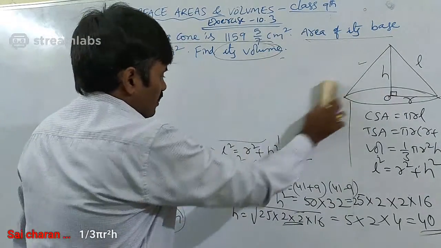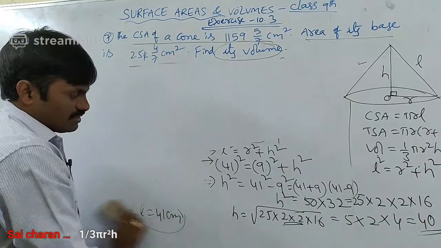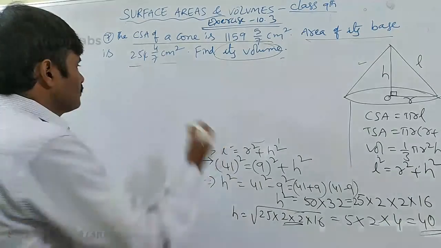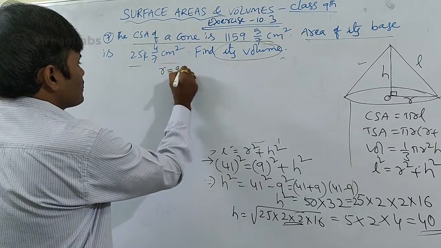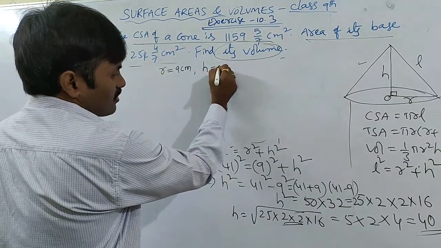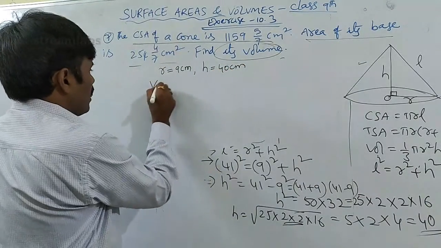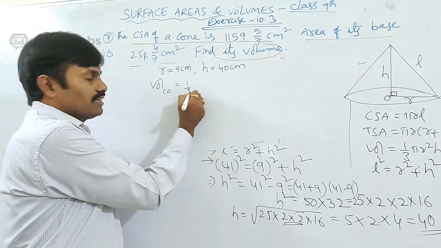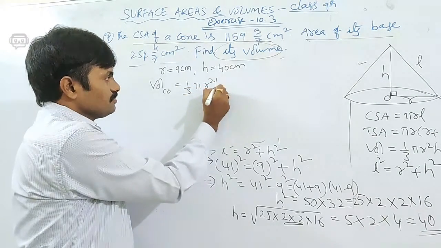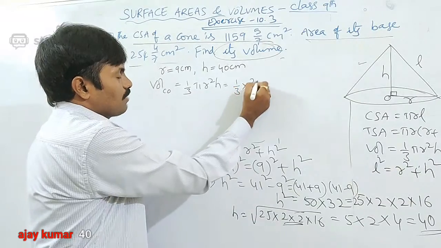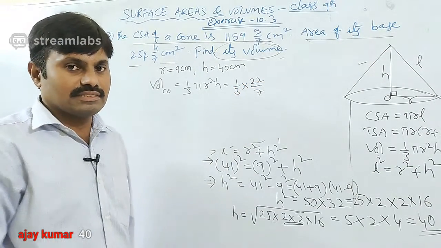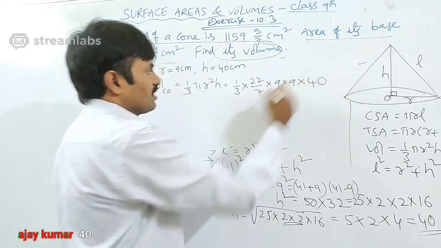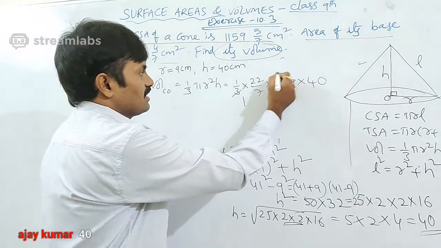Finally, what is the value of r? Here r is equal to 9 centimeters and the vertical height is equal to 40 centimeters. Now the volume of the cone is equal to 1 by 3 pi r square h. So 1 by 3 into, I am substituting the values of r and h, r value 9 into h is equal to 40.